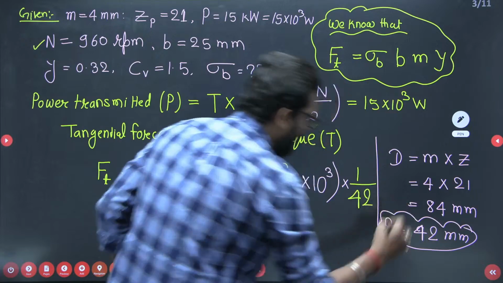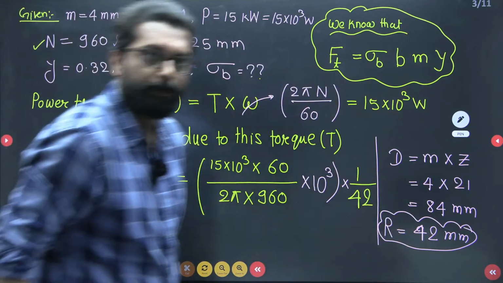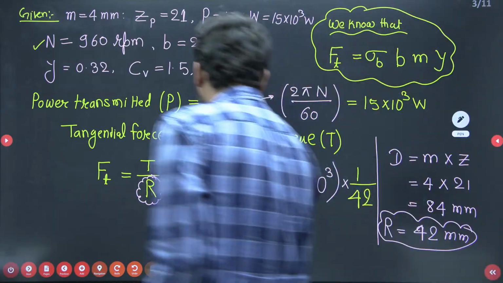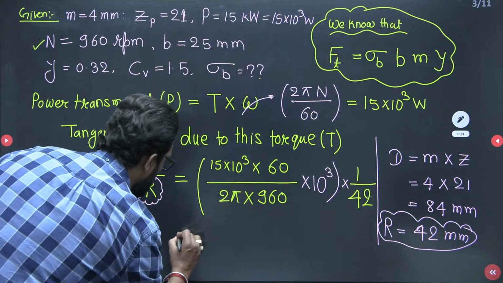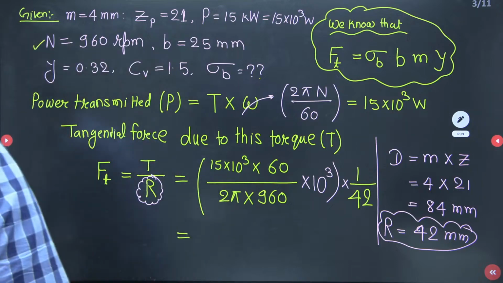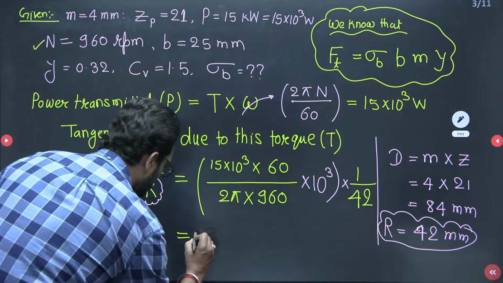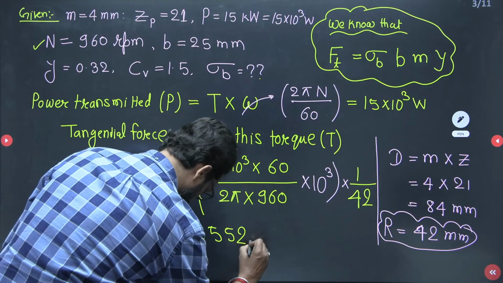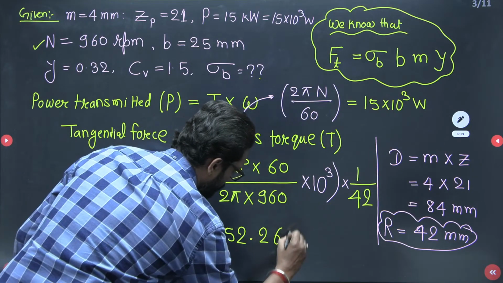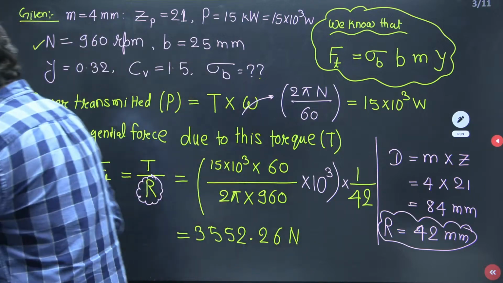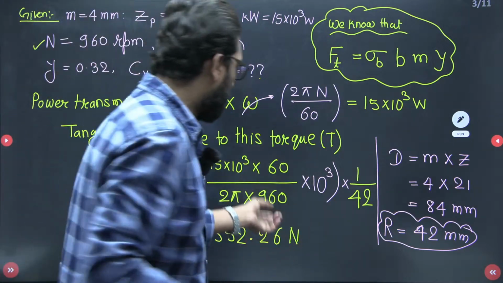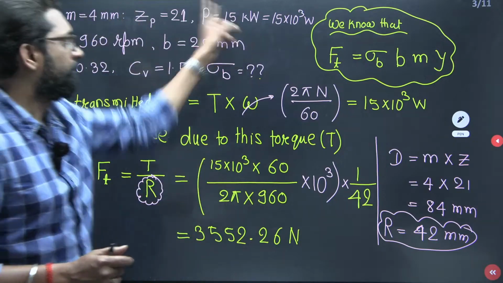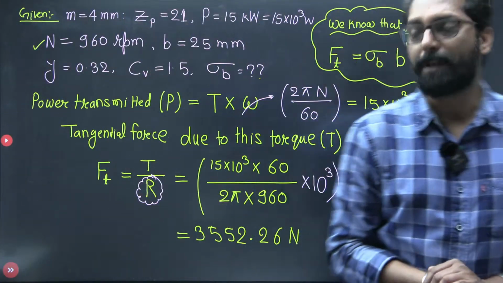Up to here, if there is any problem, please tell me. So if you rearrange and calculate this value, the tangential force which is transmitted is 3552.26 Newton. So that much force is required to rotate this gear or pinion.